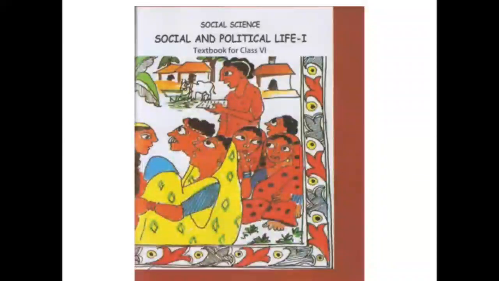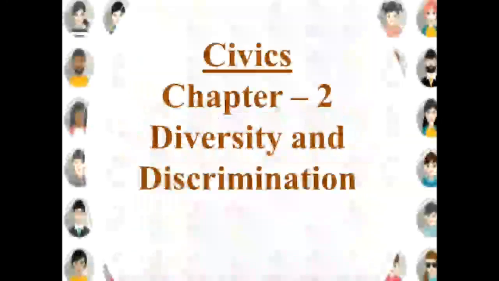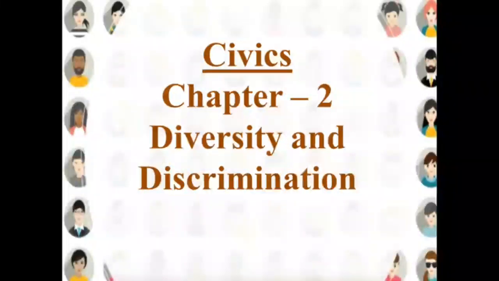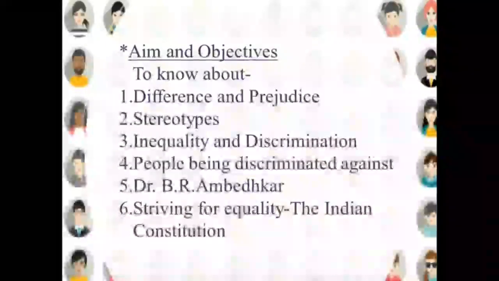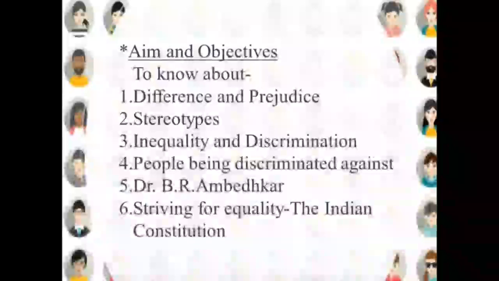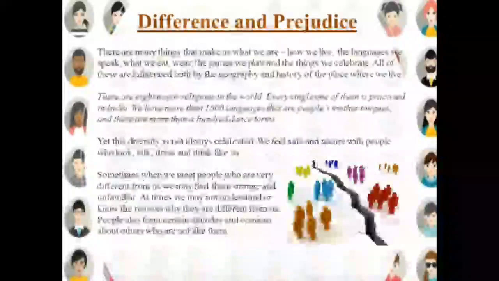Students, in today's session we will do civics chapter number 2, diversity and discrimination. Let us look at the aim and objectives which we have to cover in this chapter. First, difference and prejudice. Second, stereotypes. Third, inequality and discrimination. Fourth, people being discriminated against. Fifth, Dr. B.R. Ambedkar and striving for equality, the Indian Constitution.